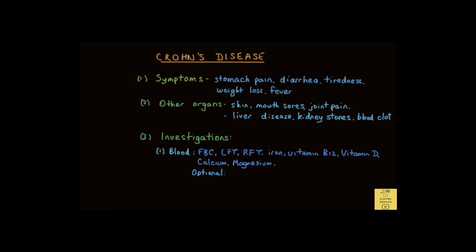Optional blood tests would include the following tests to look for nutritional deficiency like folate, vitamin A and E, prothrombin time to look for clotting factor deficiencies, zinc, and phosphorus levels. Also blood test to look for C-reactive protein, which is a measure of the degree of inflammation.